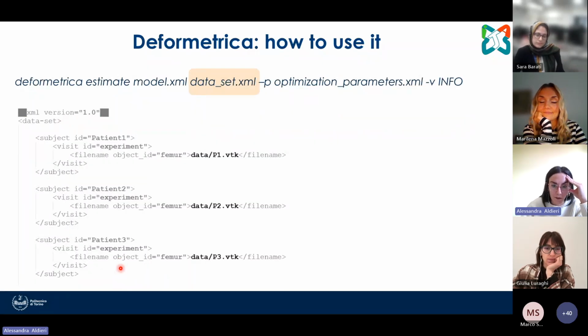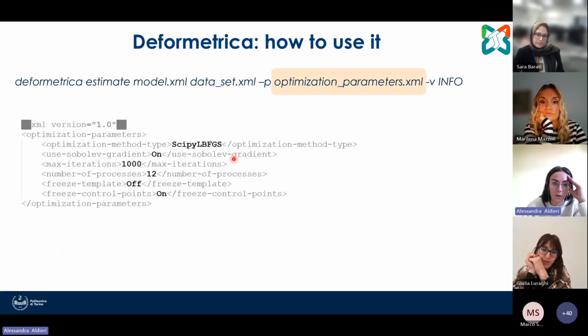Then there is the dataset file, which is quite simple and standard. So here we just need to declare where the shapes we are giving as input are. So in our case, we had a VTK file, so nodes, coordinates plus connectivity. So we just need to give for all of the subjects to be used the path and the name of the file, of course. So it's just a list of all the dataset to be used as input. And eventually, the optimization parameter file is another file which contains a number of user-defined parameters which Deformetrica employs to run the optimization and therefore to run the overall analysis.